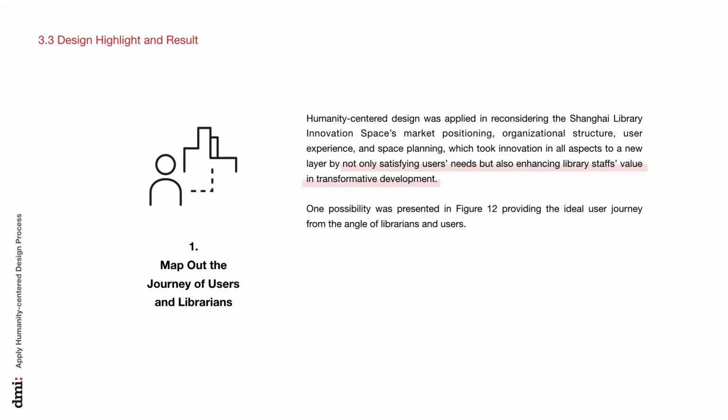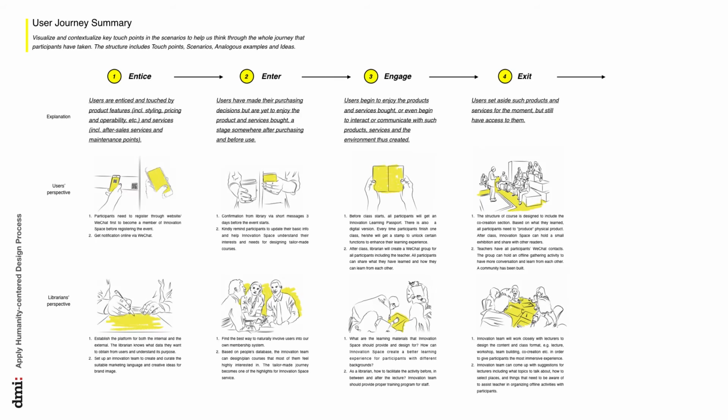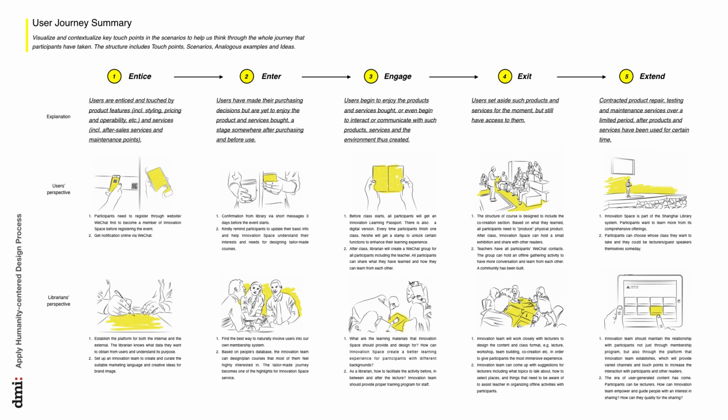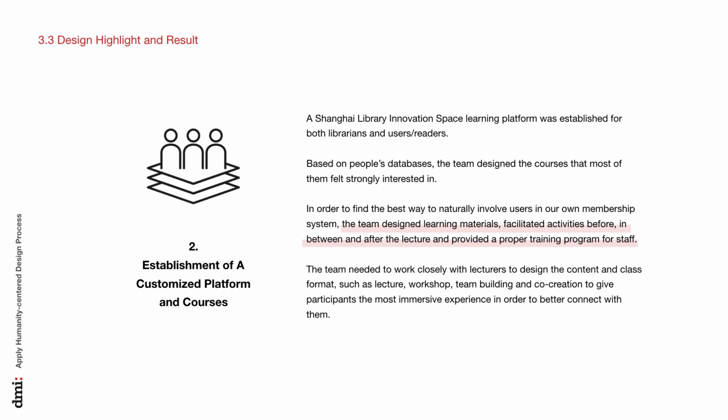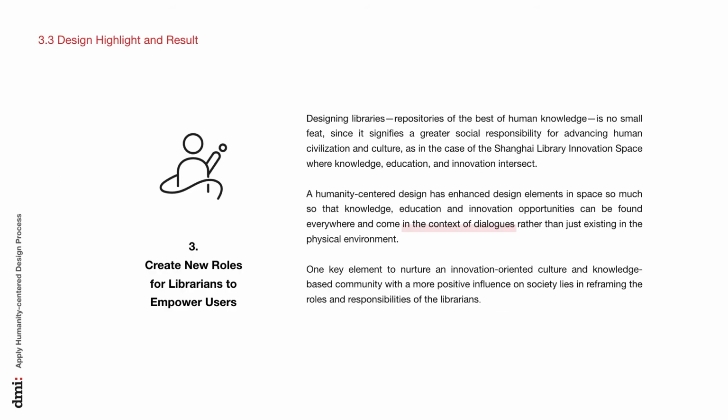Map out the journey of users and librarians. So this is the journey map in the lens of users and in the lens of librarians. Second one, establish a customized platform and courses. So basically, we also think about what tools could help librarians to design and cultivate a better user experience. These are learning helpers.